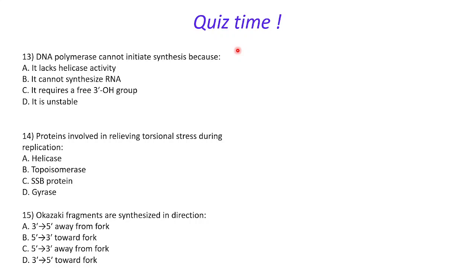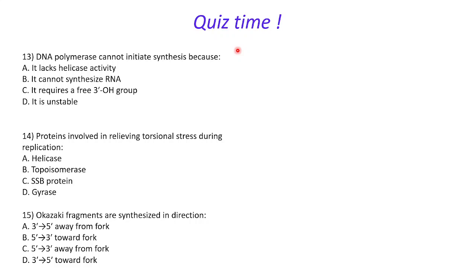C, SSP protein is not correct, because SSP proteins are basically for holding this. Topoisomerase, yes, topoisomerase is involved in doing that. What it does, it sometimes breaks it, sometimes unwinds it, and then it relieves the torsional stress due to the formation of the bubble or during the elongation process.